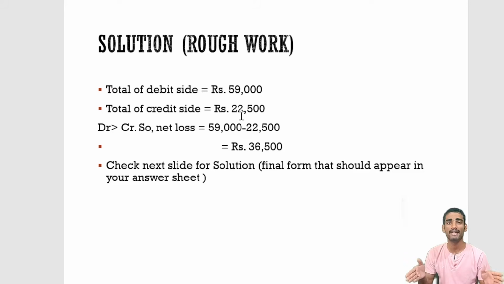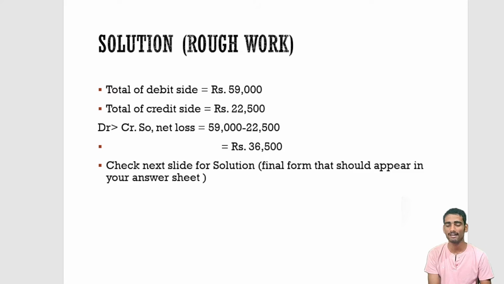Okay, means only 22,500 is coming to you on the credit side and you are investing 59,000, means you are in a loss. So net loss will be what? Since debit is greater than credit, you are in a loss. If credit is more, meaning more money is coming into your account, then you are in a profit. Since you are in a loss, you just have to subtract, so you are in a loss of 36,500.